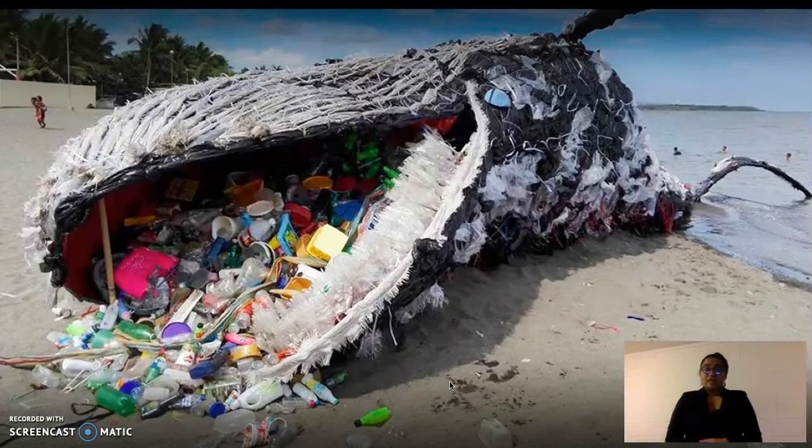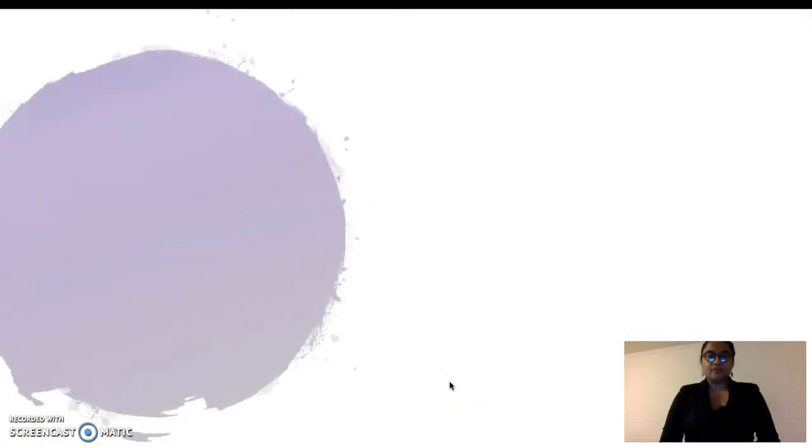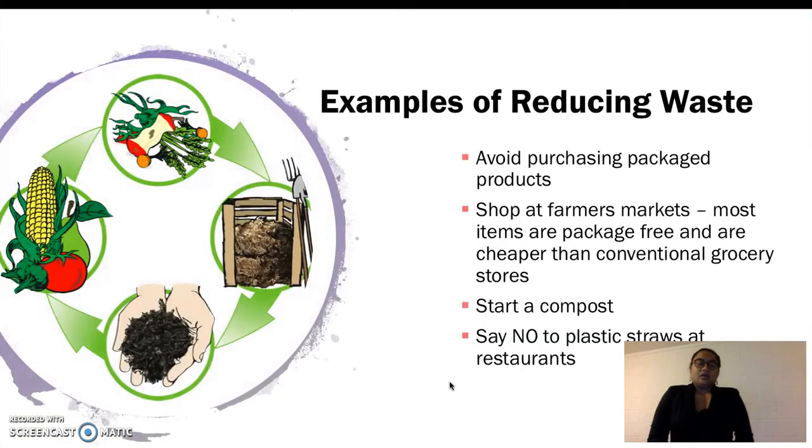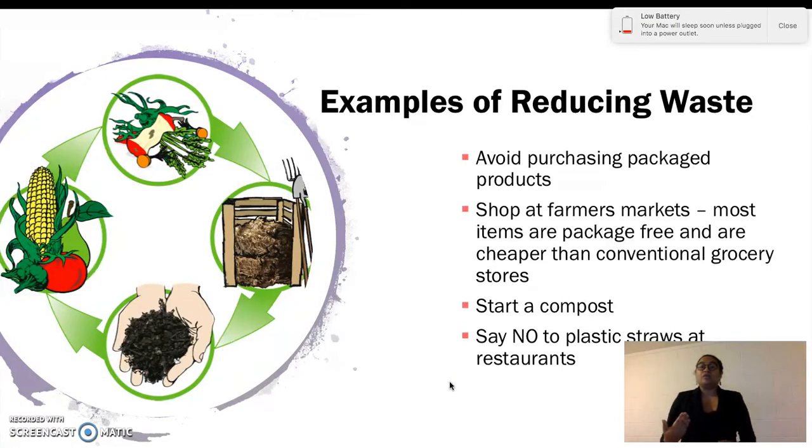And to be in a whale, I mean, such a large animal, and all that trash is because people didn't think about their plastic use. They didn't think about their trash, and the results of not recycling, not reducing, not reusing is a result of this. So those visuals were pretty emotional, and I want to provide examples of how you can reduce, reuse, recycle. So I'm going to start with reducing your waste.